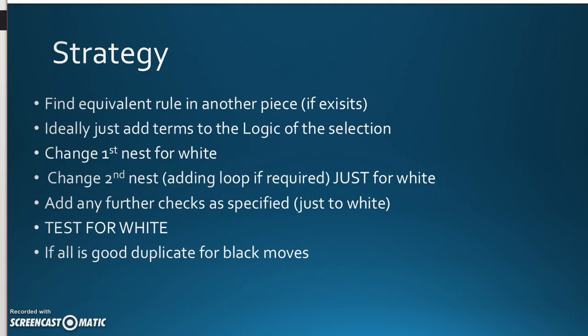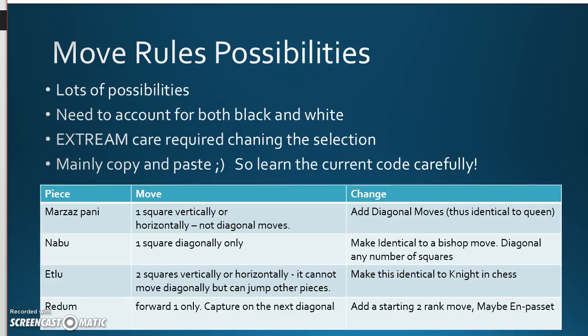There'll be a solution for the 4 pieces that I have suggested the changes for. I'm going to do the Redum 2 moves forward. I'm going to do making it a knight and making the Nabu identical to a bishop and making the Maraz Pani identical to a queen. And I'll produce solutions for all of those. None of them are particularly nasty. Of course, the other rule possibility is creating the witch. Now, if you've got these nailed first, creating the witch should be an absolute doddle.